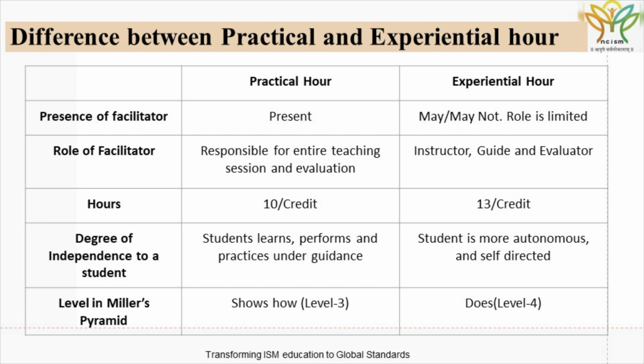If you look at the hours, a practical has 10 hours, whereas experiential learning has 13 hours. And if you look at the degree of independence given to a student, in a practical hour, the student learns, performs, and practices under the guidance of a teacher. Whereas in an experiential learning hour, the student is more autonomous. He is more self-directed. If you look at the levels in Miller's pyramid, a practical hour is at the shows how level, which is level 3. Whereas in an experiential hour, it is level 4, where the student is at the level of doing something. So it is at the does level.